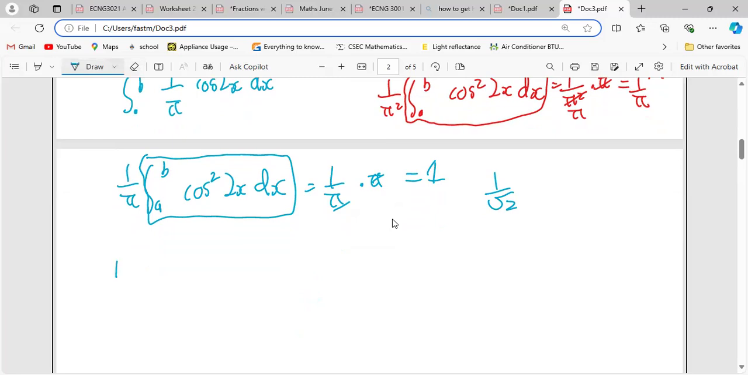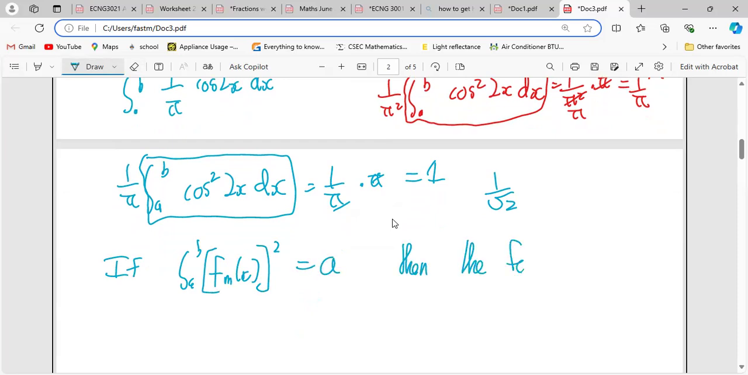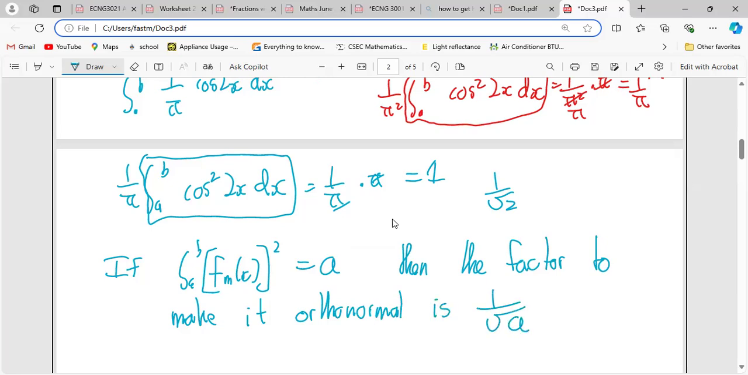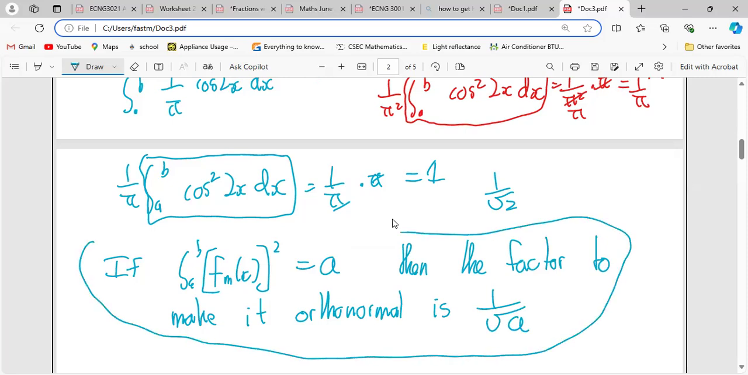All right, it's in a sentence. You can put right in your book. So if the integral from a to b of f_m of x all squared is equal to a, then the factor to make it orthonormal is 1 on the square root of a. That is what it is used. There may be exceptions, as with all things in maths, but it does work for the majority of questions.